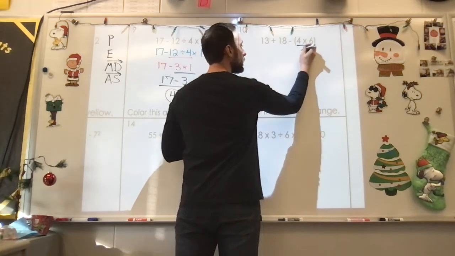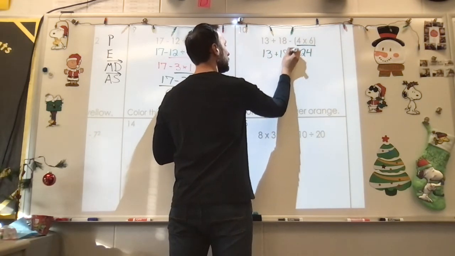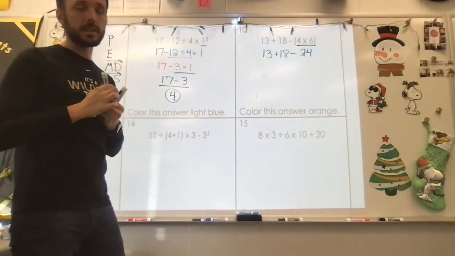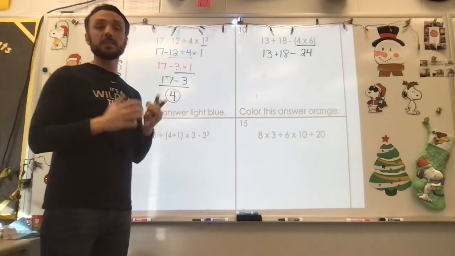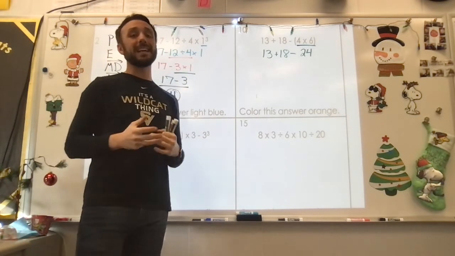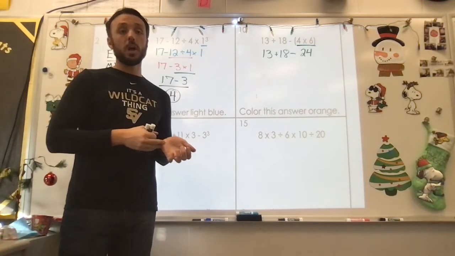4 times 6 is 24. I'm going to copy down everything I haven't used yet. And if you notice, I dropped those parentheses. I'm allowed to drop those parentheses once there's only one number left inside. So I work it down until I have one number left, and then I'm allowed to drop them, unless I have a number touching it on the outside, a coefficient, where I'll have to multiply.